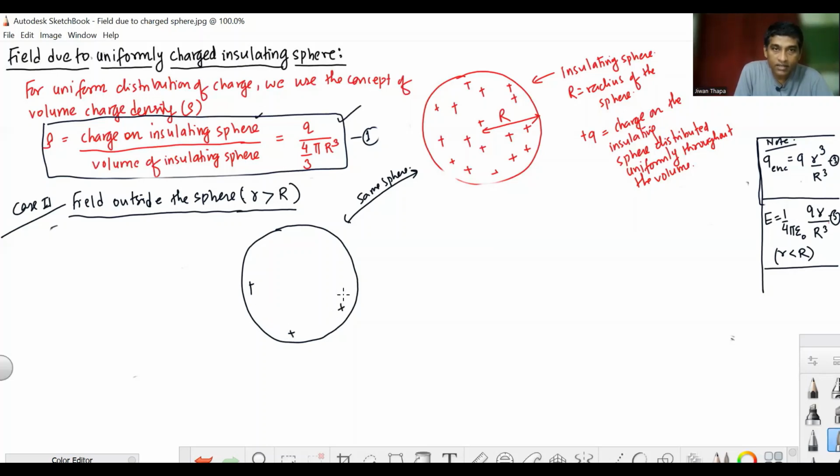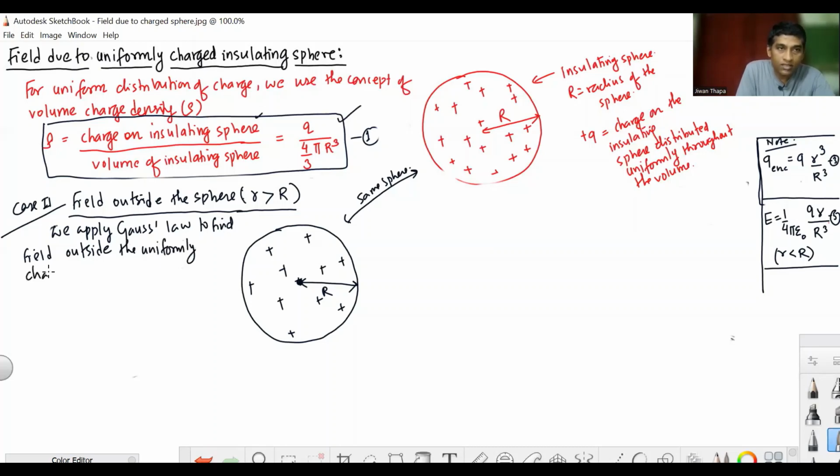As I said earlier, charge plus Q is distributed uniformly, and its radius is capital R. Now we apply Gauss law to find the field outside the uniformly charged insulating sphere.